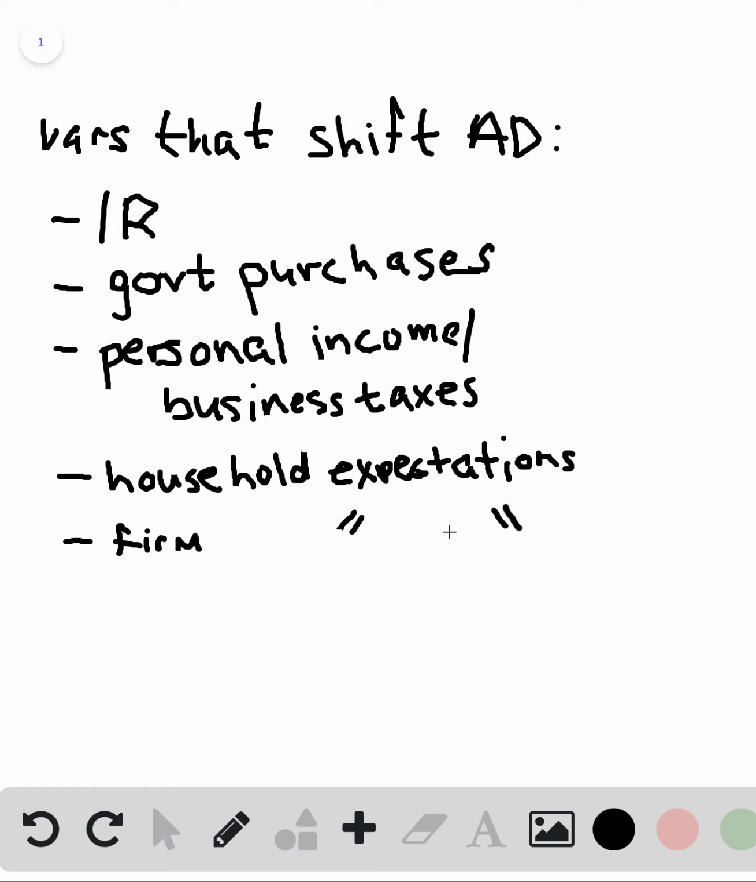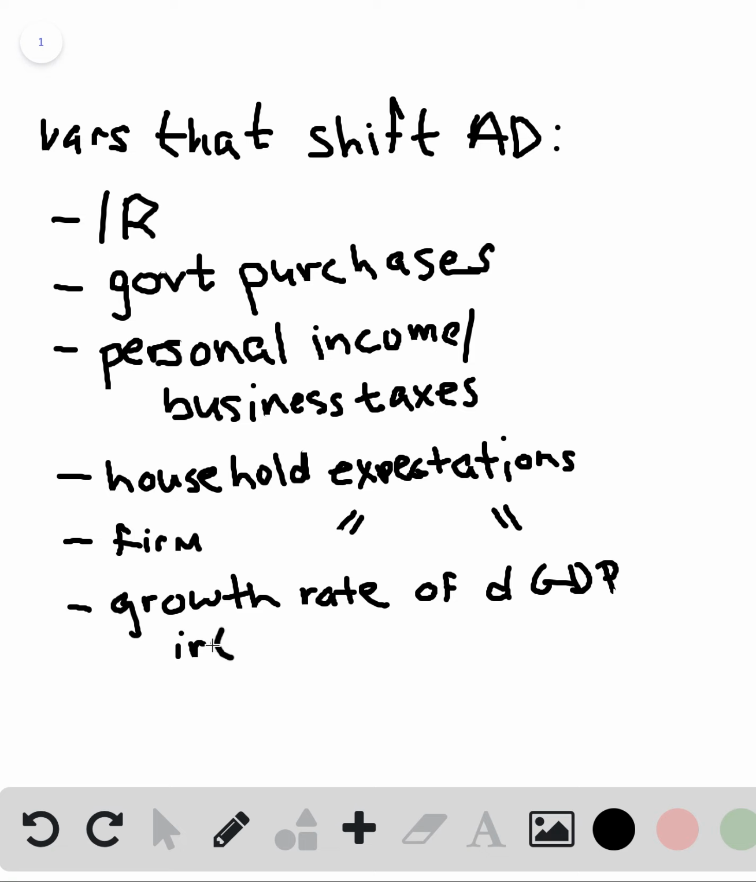So we're symbolizing that we want that same word, firm expectations, and then another variable that shifts the aggregate demand curve is the growth rate of the domestic GDP, which I'm going to write shorthand as lowercase d GDP, in respect to, which I'm going to write shorthand IRT, the growth rate of foreign GDP, which I'm also writing shorthand lowercase f GDP.